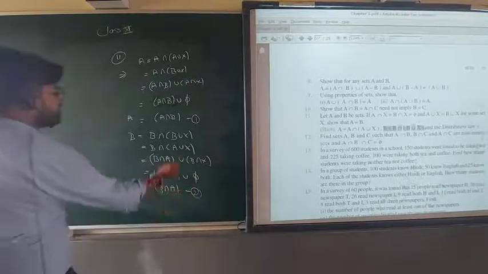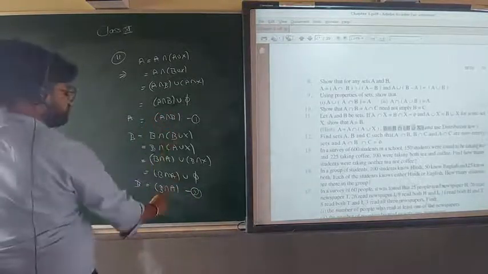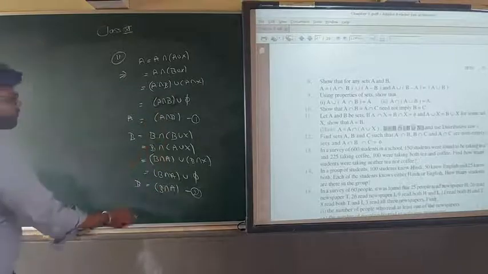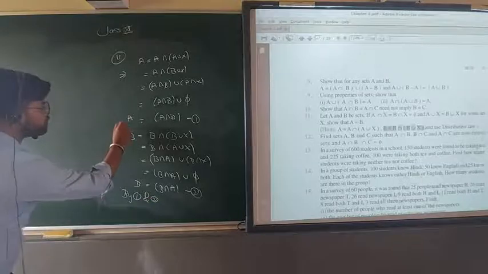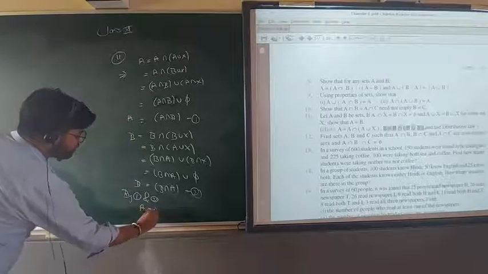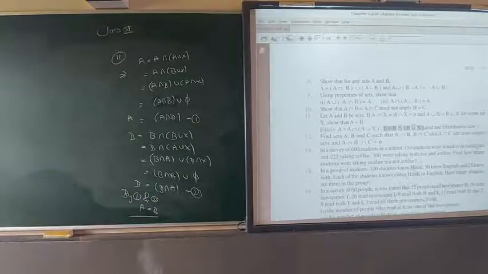Now see equation number 1 and 2. A intersection B and B intersection A are both the same thing. Right hand sides are equal, which means the left hand sides are also equal. So by first and second, I can write A equals B. So this will be the answer.